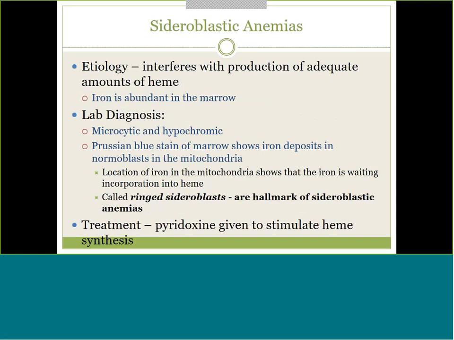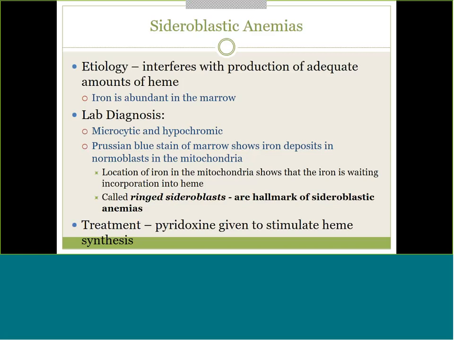So to diagnose this, again, this is also a microcytic hypochromic anemia. So all three in this chapter were under that microcytic hypochromic category. Again, if you were to take that Prussian blue stain to look at the iron in the bone marrow, you're going to see that there is definitely iron, definitely little blue iron granules in the mitochondria, because remember, you're making your heme ring in the mitochondria, and you've got the iron sitting in the mitochondria waiting to be put into the heme, but it's just not being put in there yet.